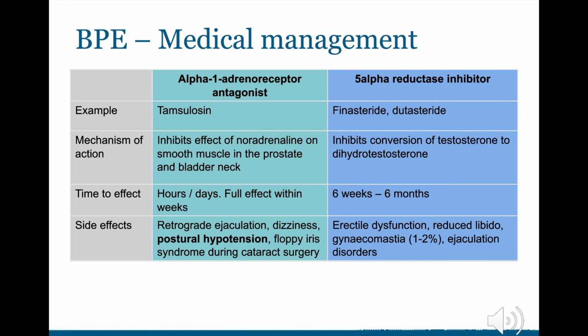The next group are the 5-alpha reductase inhibitors. So we commonly use finasteride 5 mg once a day. This works by inhibiting the conversion of testosterone to its more potent form, dihydrotestosterone, and that is what drives the hyperplasia. The side effects tend to be sexual, erectile dysfunction, reduced sex drive, ejaculatory problems. A small percentage of men may develop gynecomastia, bilateral breast swelling, and that doesn't resolve with stopping the medication.